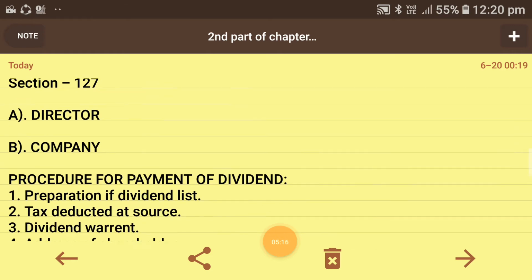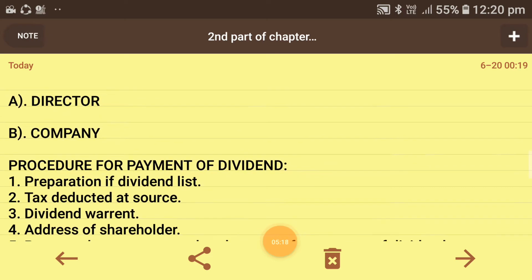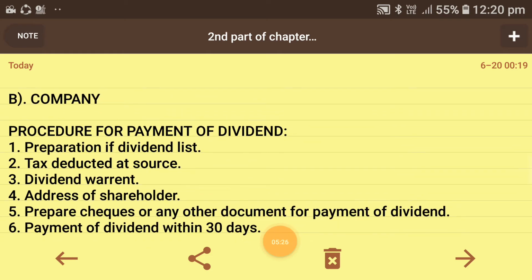Now I'm going to talk about procedures for payment of dividend. In this, preparation of the dividend list. What will be the procedure for payment of dividend which should be followed by every company? In this, the first is preparation of the dividend list. Prepare a list of shareholders going to receive the dividend with the respective amount to be given as dividend.